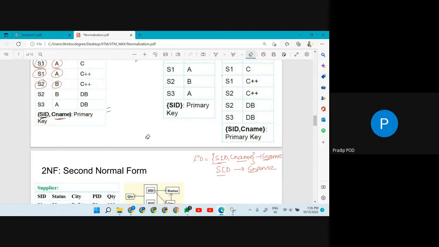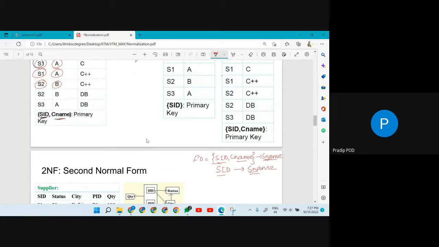So here you can see two functional dependencies are present, SID to CNAME and SID to SNAME. Are we saying SNAME is partially dependent on SID? Yes. So here you can see, what is your candidate key?